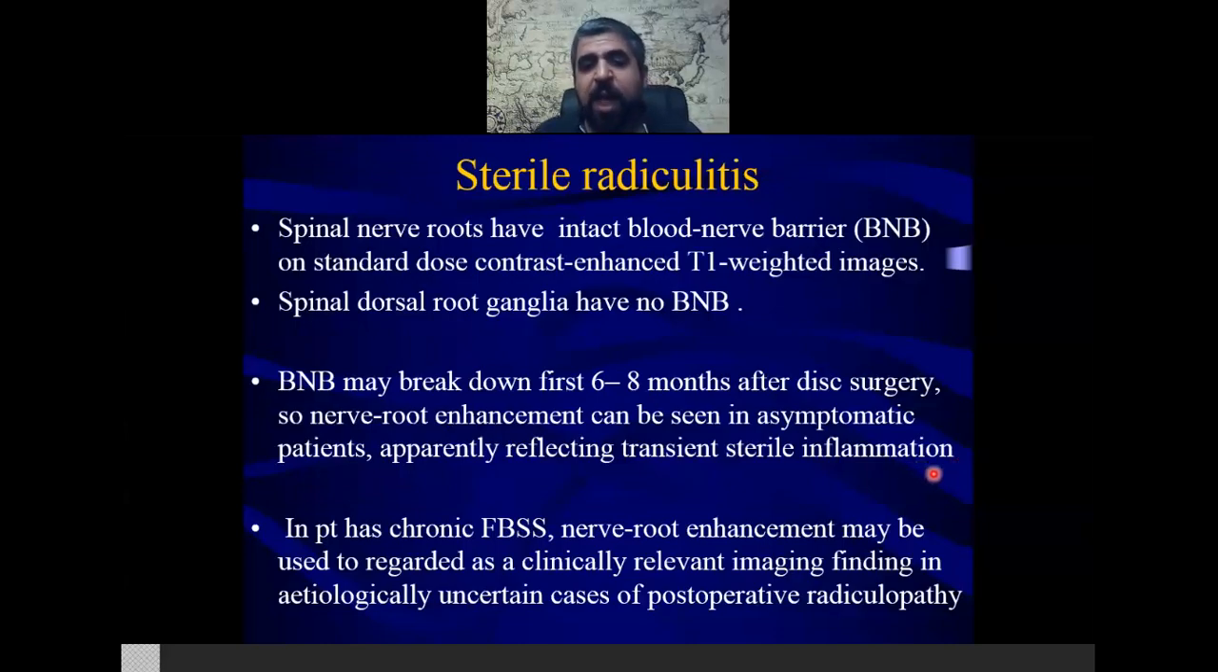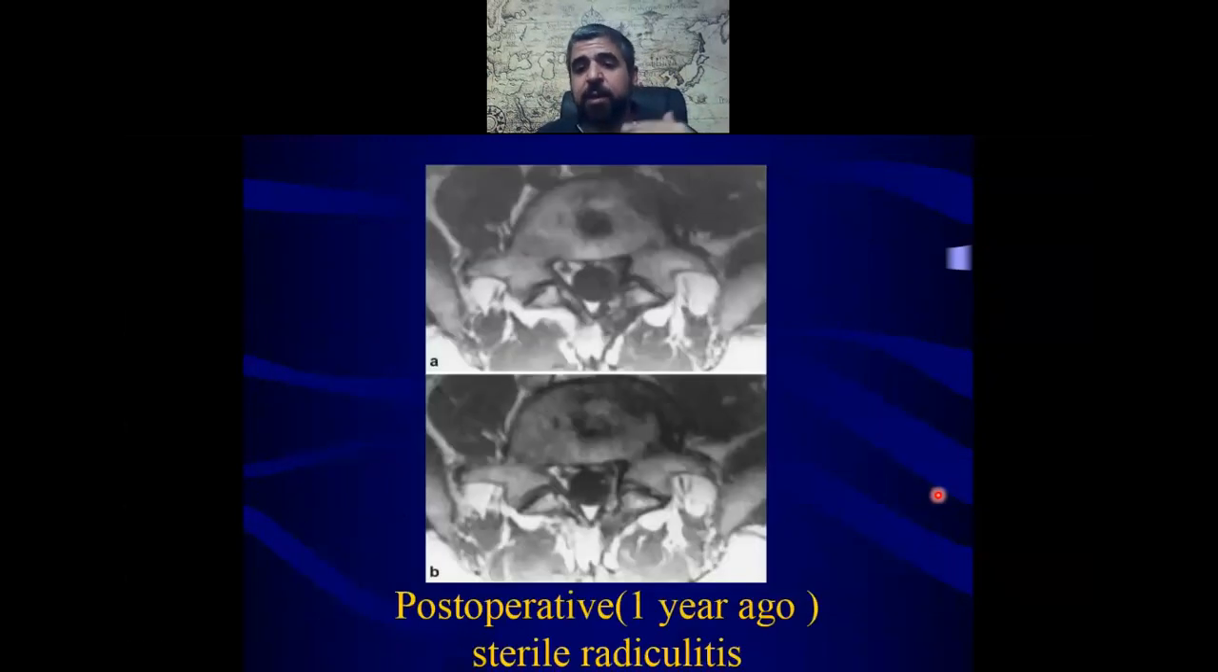Okay, if the patient has chronic failed back surgery syndrome, meaning more than 6 to 8 months have passed, and we give contrast and find nerve root enhancement in the thecal sac, this is a clinically relevant finding. We have to report it in uncertain cases of postoperative radiculopathy. This is sterile radiculitis, and it can be the cause of the symptoms.